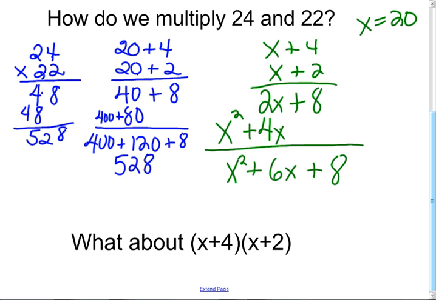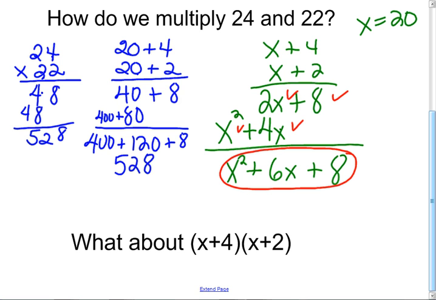Trinomial. Okay, originally, actually, I get 4 terms, because I get the 8, the 2x, the 4x, and the x squared. There's 4 terms. That's going to be my answer. Most of the time, you will end up with a trinomial, but not always.